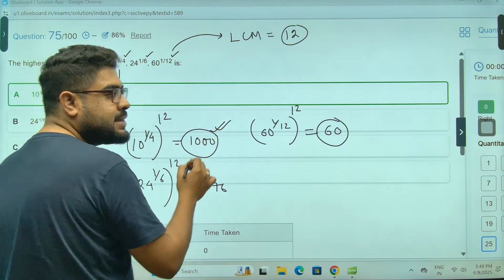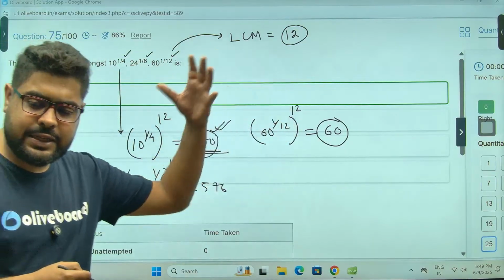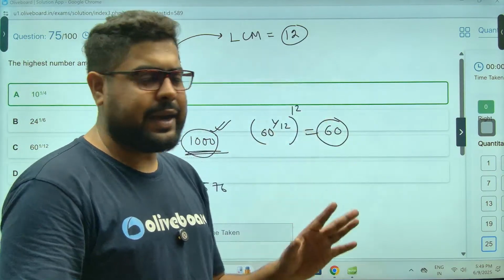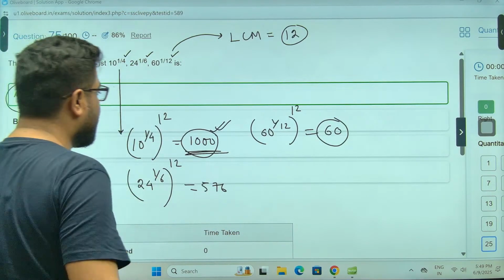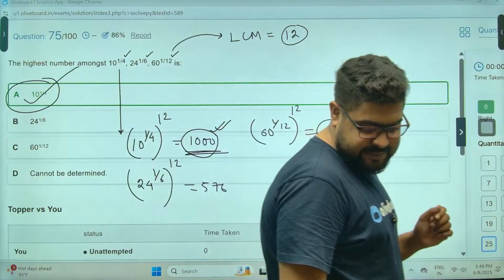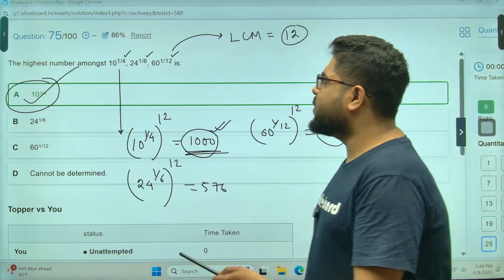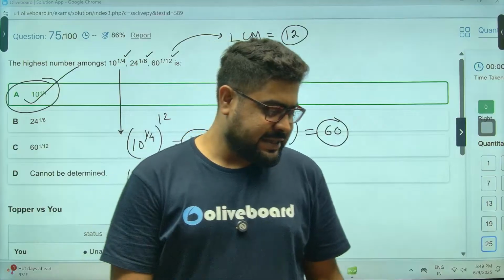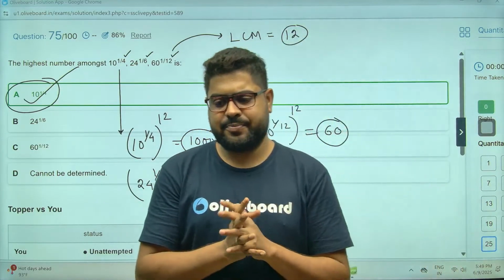You can see this is the highest. So if the powers are the same and we are getting this as the highest, then if I take the square root or some nth root, I will get that as the highest only. So always do this with the power. Clear everyone? So that was our question number 75 and we completed that with ease.